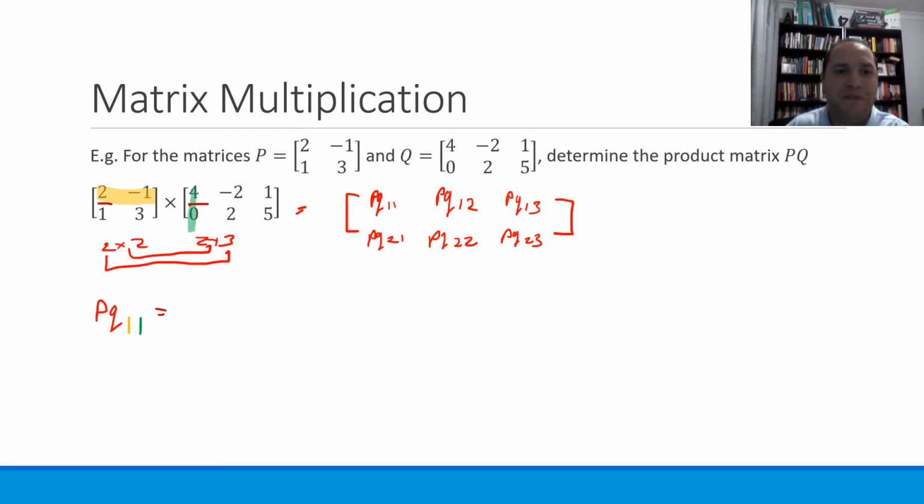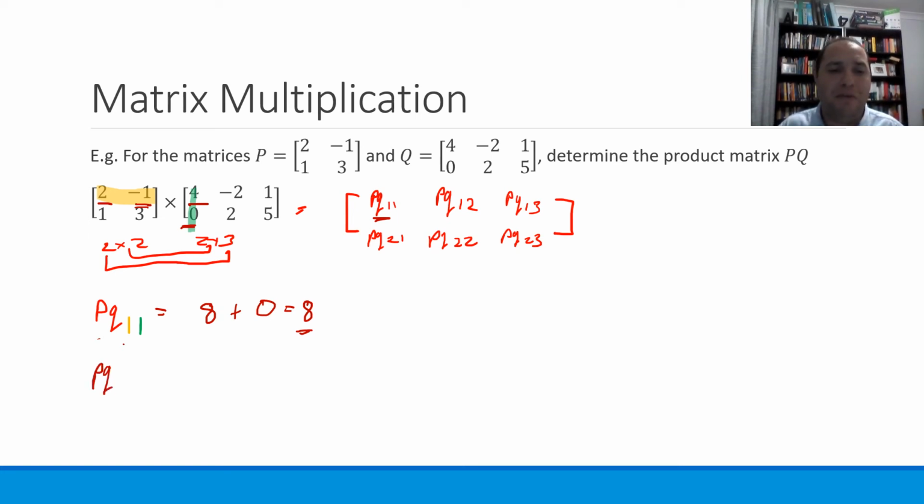So 2 times 4, that gives us 8. And then do the same for the second element. Negative 1 times 0 gives us 0. And then we add them together. And that number we get, number 8, will be what we put in for PQ11. So we did first row times first column for 1, 1, and then match up the elements, multiply them together, add them up, and then we get our solution.